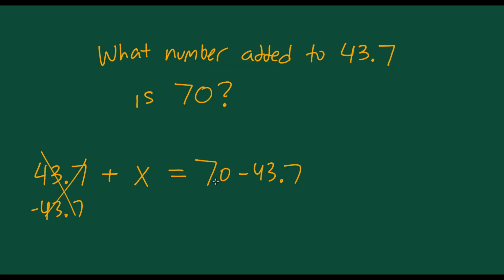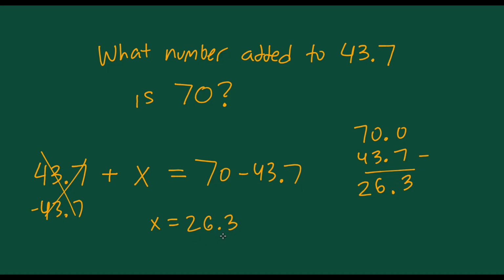X equals 70 minus 43.7. Okay, 70 is the same as 70.0 minus 43.7. Subtract. Borrow from here. 10 minus 7 is 3. This becomes a 9. 9 minus 3 is 6. Borrowing, this becomes 6. 6 minus 4 is 2. X equals 26.3. And this is your answer. What number added to 43.7 is 70, 26.3.